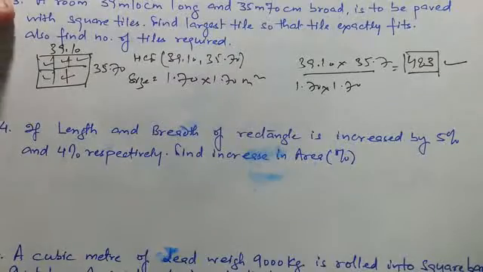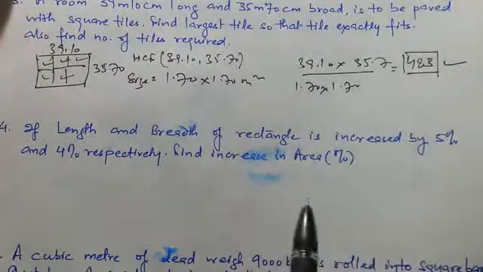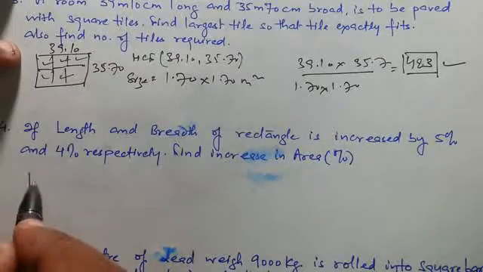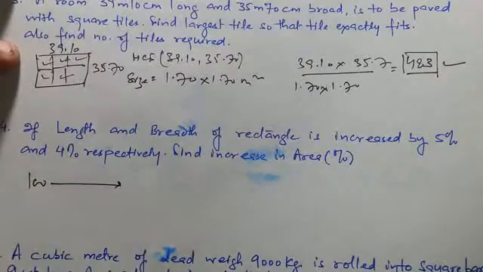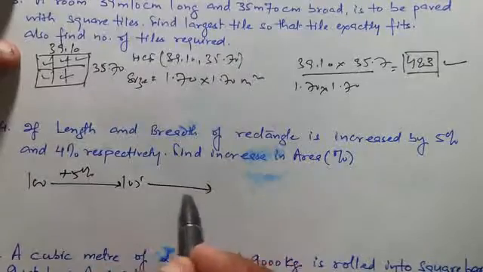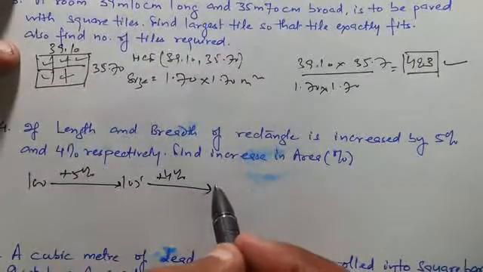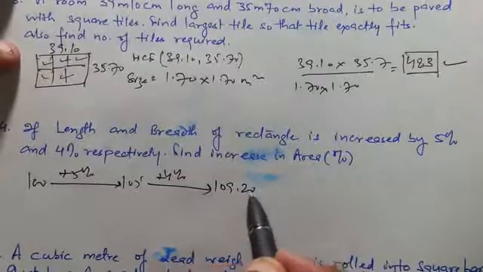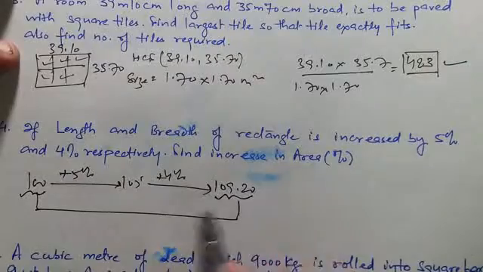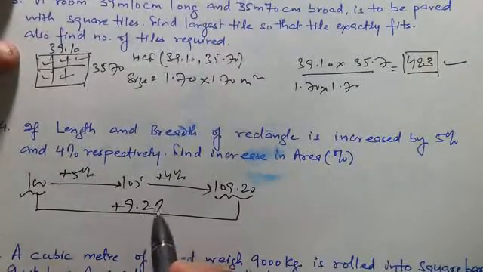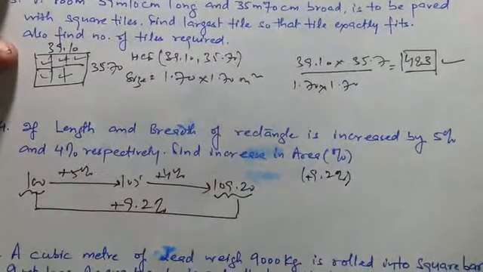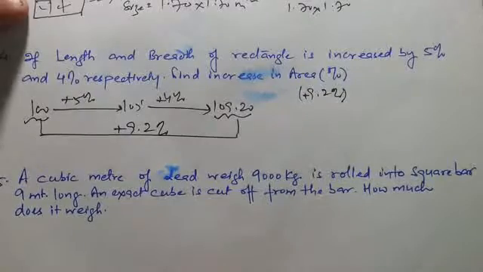Very easy question. The length and breadth of a rectangle is increased by 5% and 4% respectively. Find the increase in area. So let us say initially we are having a value of 100%. The length is increased by 5%. So it becomes 105. And then the breadth is increased by 4%. So this comes to be 109.20. And what is the increase now? It was initially 100. Now it is 109.20. So it is an increase of 9.2%. So plus 9.2% is the answer. Right? Now a very simple question.